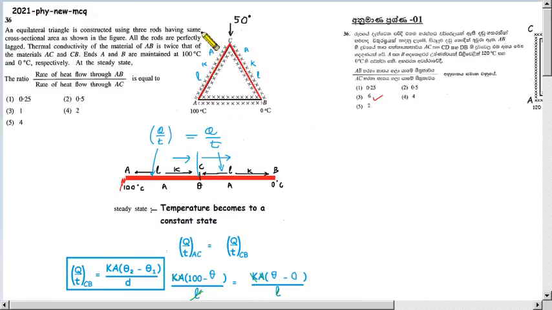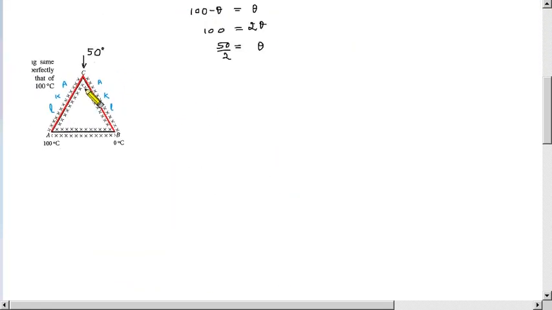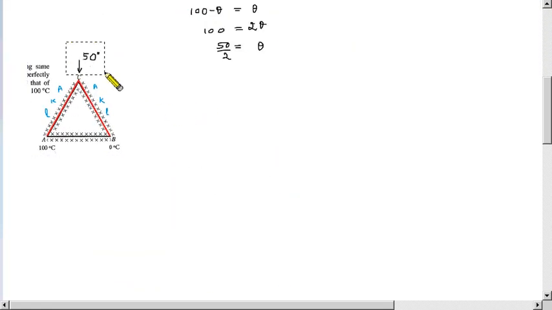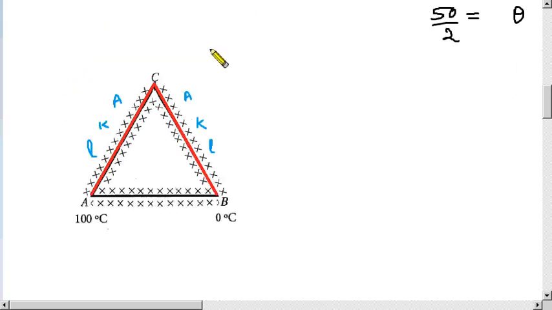So children, now there is no doubt about that part. Let us now go to the question. I described only how to decide the temperature at this junction C. So it is over now. So let us talk about this problem now.